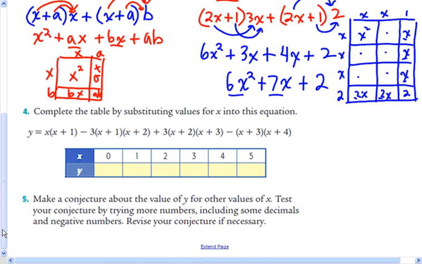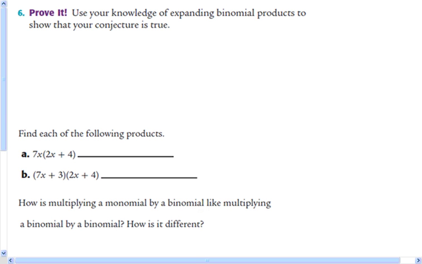This next one says complete the table by substituting values for x into this equation. You can do this if you want, but I think we're going to save this for class, and I'll work with you on this in class. So let's move on to here.